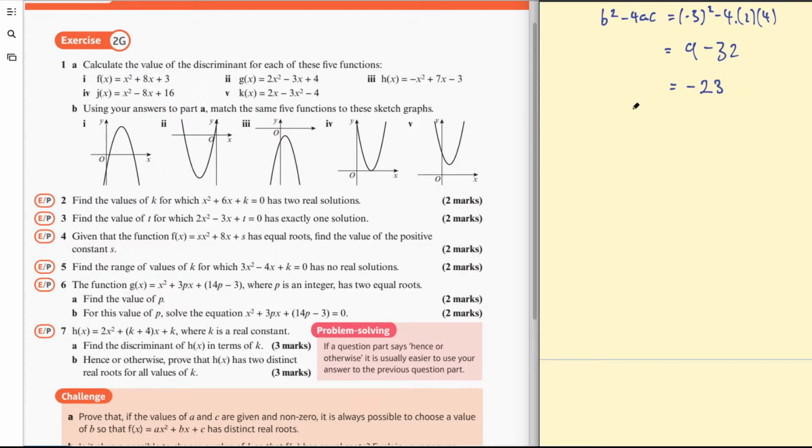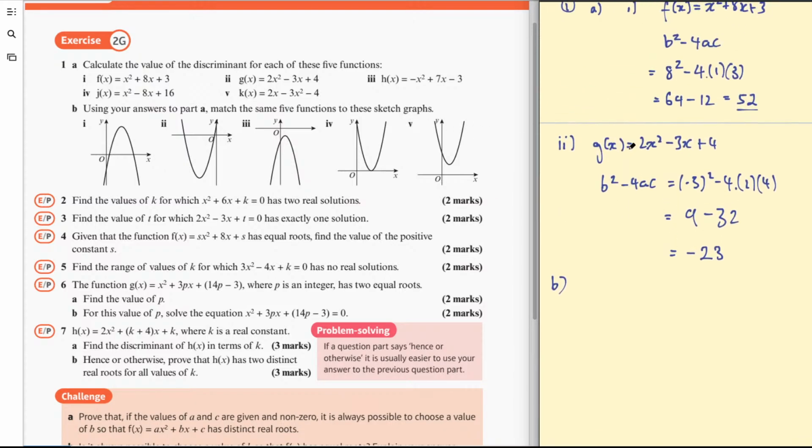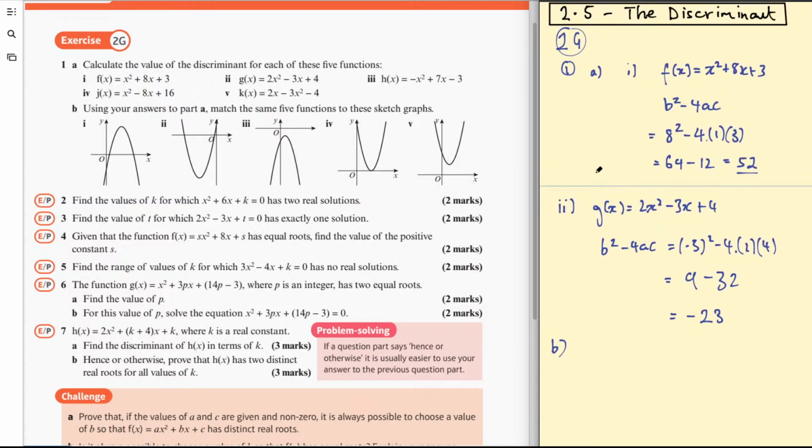Okay, part B. Using your answers to part A, match the same 5 functions to these sketch graphs. Well, we've only got 2 here, so let's just do it for these 2.